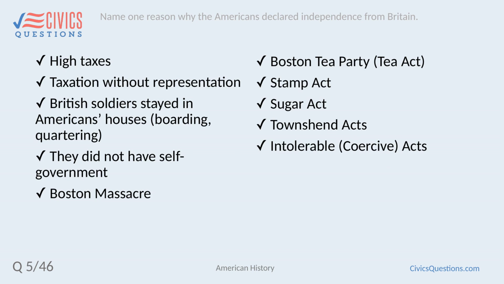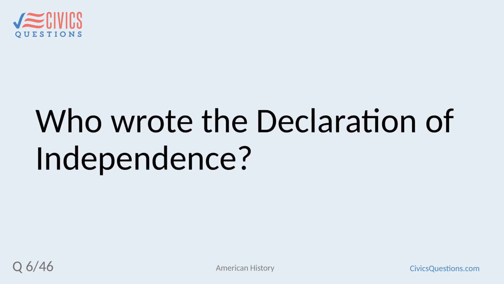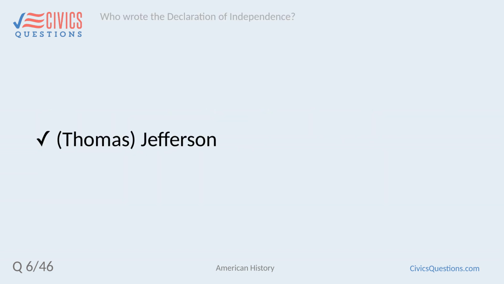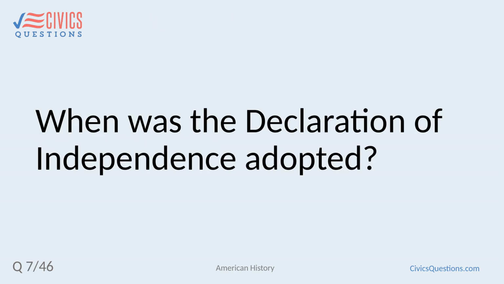British soldiers stayed in Americans' houses, boarding, quartering. They did not have self-government. Boston Massacre, Boston Tea Party, Tea Act, Stamp Act, Sugar Act, Townsend Acts, Intolerable, Coercive Acts. Who wrote the Declaration of Independence? Thomas Jefferson. When was the Declaration of Independence adopted?